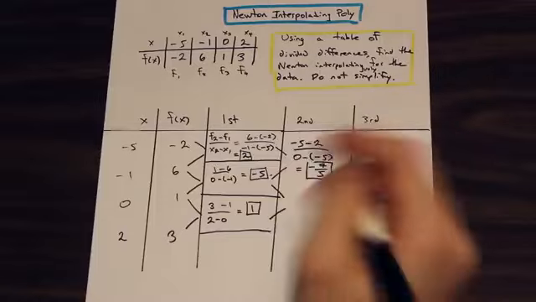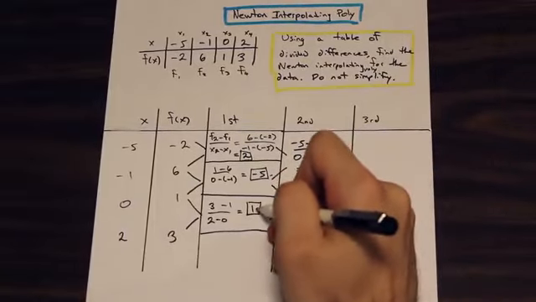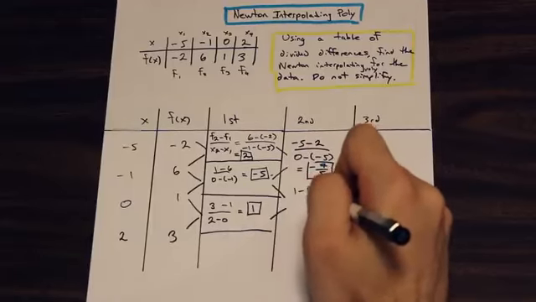Cool. So let's do exactly the same thing for the next entry. For the f's we have 1 minus -5, that's the same thing.